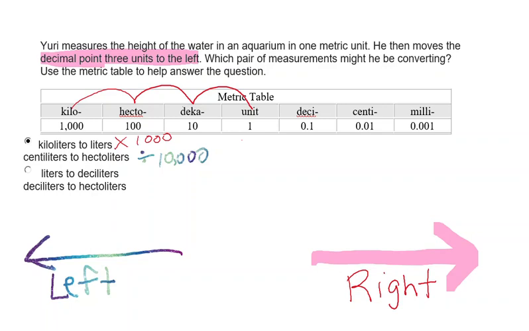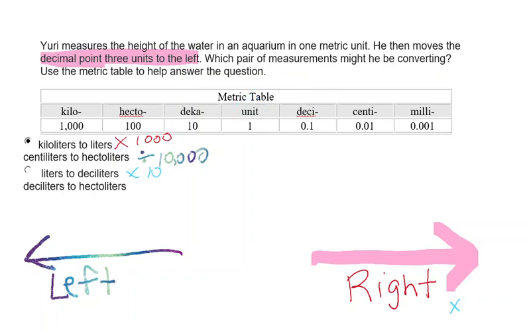We've got liters to deciliters. So again, liters is your base unit in this problem. So liters is right here. If we're going from liters to deciliters, that's to the right. To the right is multiplication, and there's only one place, so 1 0, so times 10. So that is not moving 3 points to the left.